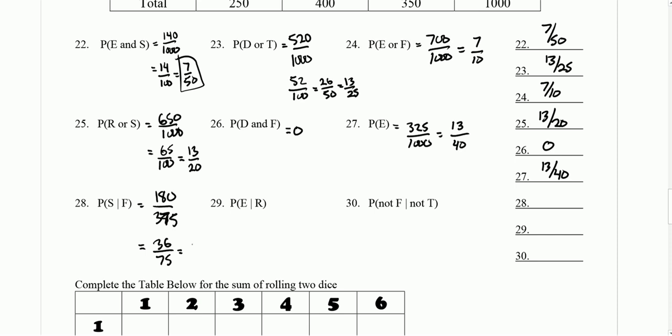36 divided by 3 is 12. And 75 divided by 3 is 25. So 12 over 25.